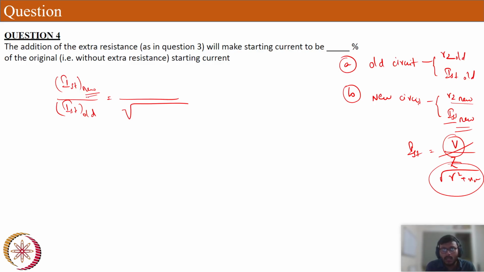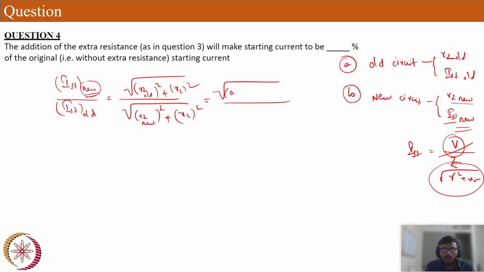It is new here. So new in the numerator, the denominator will be R2 new whole square plus X2 square. X2 is anyhow same in both cases. In the numerator, R2 old square plus X2 square. Now how much is R2 old? 0.05 square plus 0.5 square.